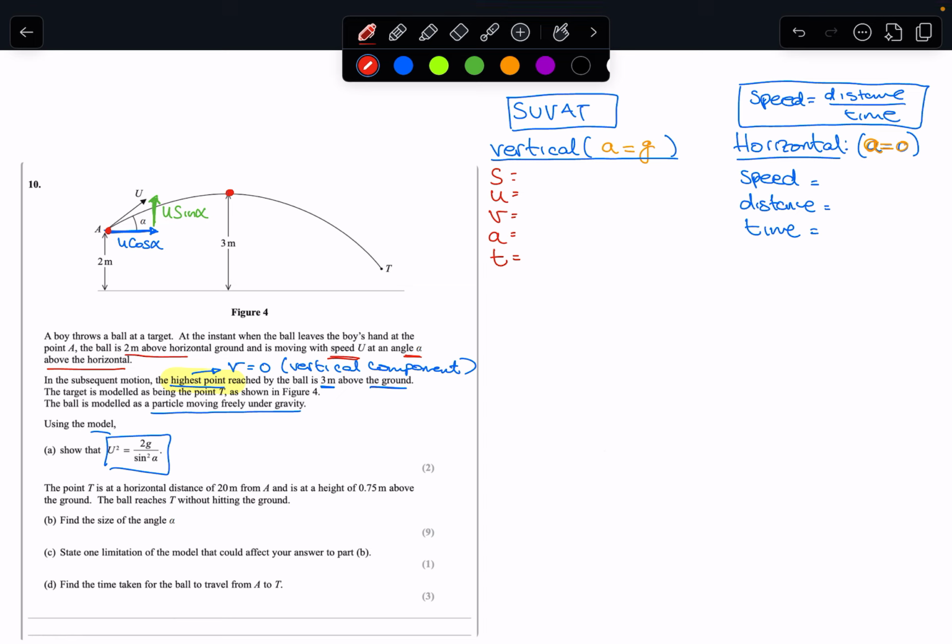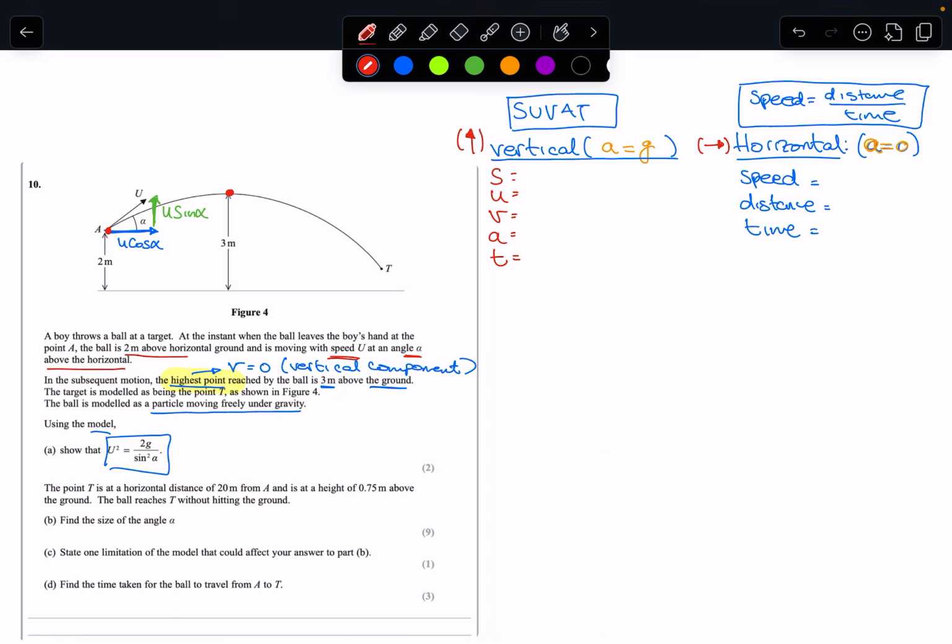Why, you might ask, are we picking the highest point and not the T? Because we have more information for the highest point compared to T. We're taking that information and using the 3 meters as the highest point. In this case, we're going to take upwards as my positive direction, and going to the right as my positive direction.